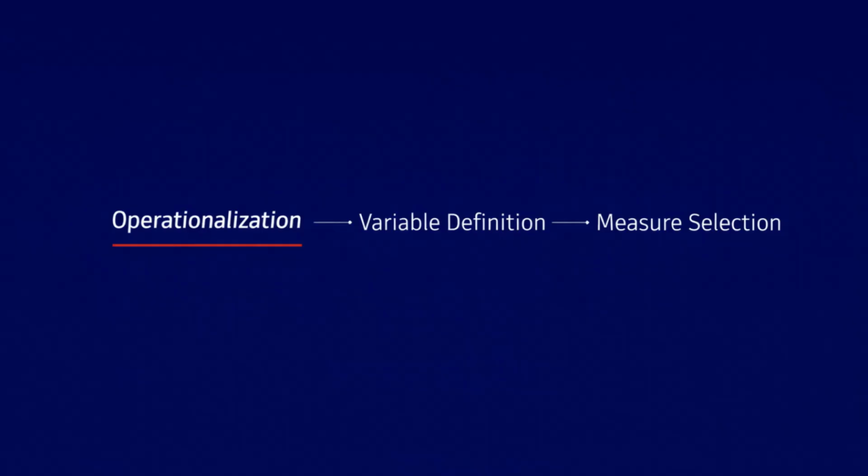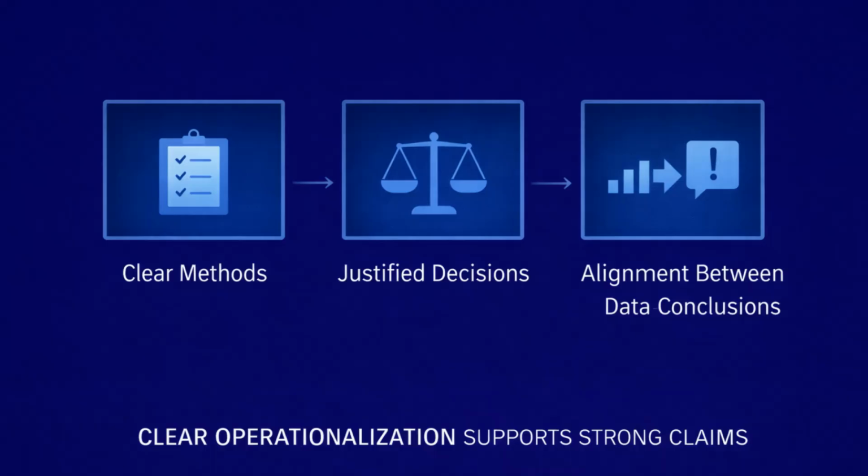Operationalization and measurement belong together in the same conversation. Operationalization tells you what must be measured. Measures tell you how. When this step is given enough space, method sections are clearer, decisions are easier to justify, and claims stay aligned with what the data can actually support.